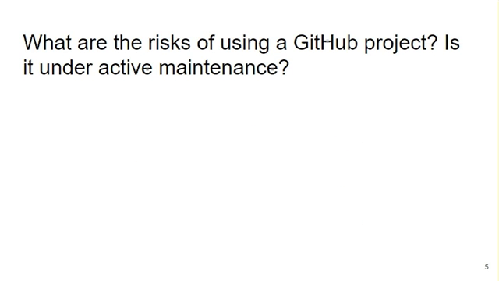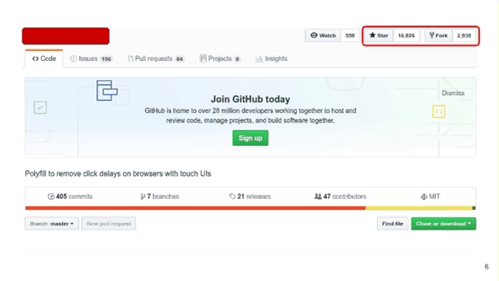Today, GitHub does not include clear data about the project status in terms of maintenance activity. What are the risks of using a GitHub project? Is it actively maintained? Here we have an example of a project with 60,000 stars and almost 3,000 forks. So do you have any hesitation to use this project?